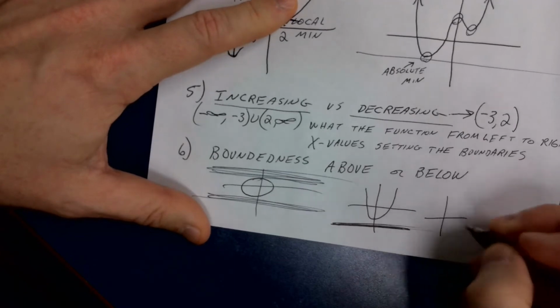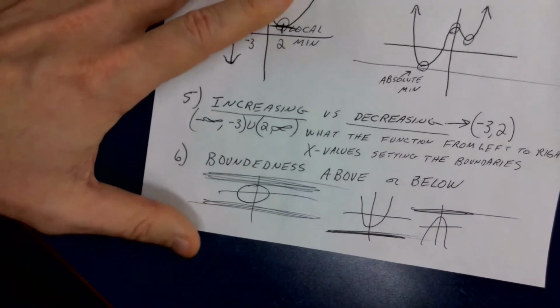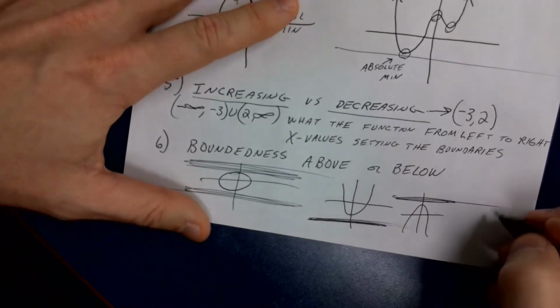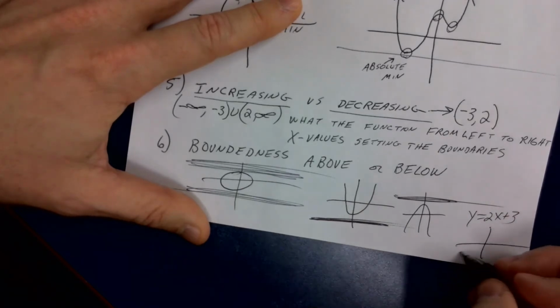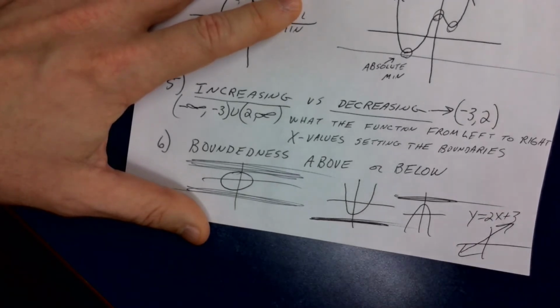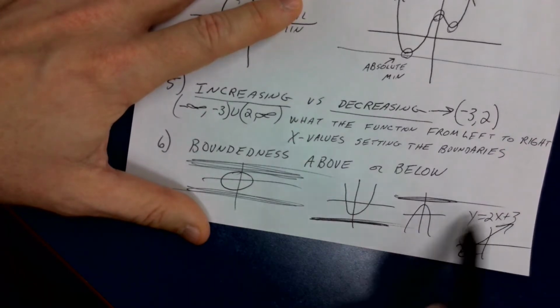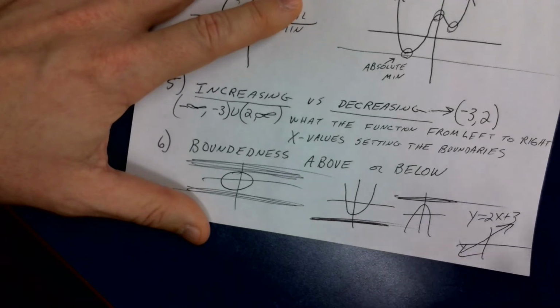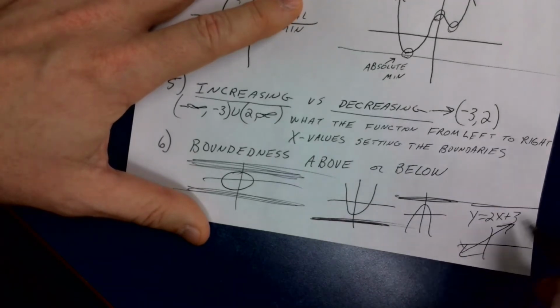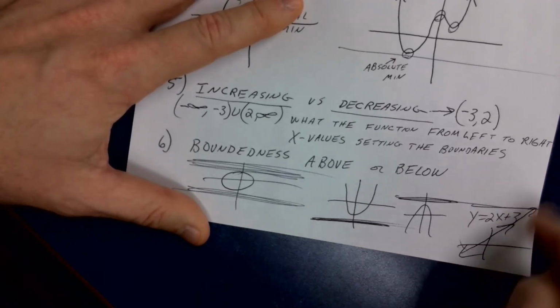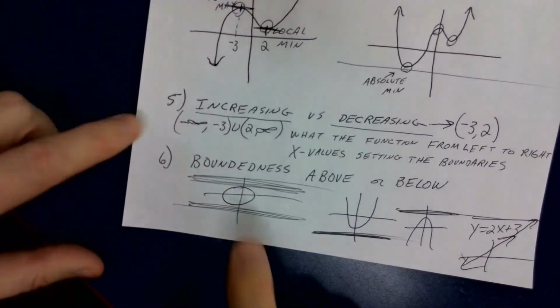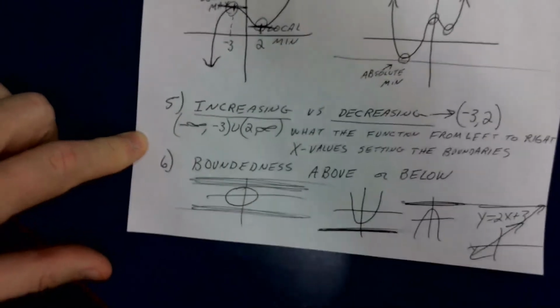If I took this parabola, this one's bounded above, and let's take this real basic simple one, y equals 2x plus 3. That looks like this, right? Looks like a line. This one's not bounded at all because there's no horizontal line that is completely above it. Like if I put it here and you're like, well, that's above it. Well, no, this line goes on forever and keeps going up and up and up. So there's nothing that can bound it on the top side, and there's nothing that can bound it on the bottom side. So hopefully that was good for you guys for boundedness. We good?